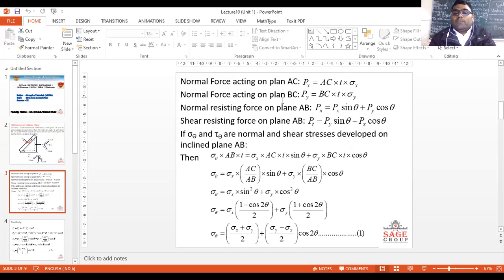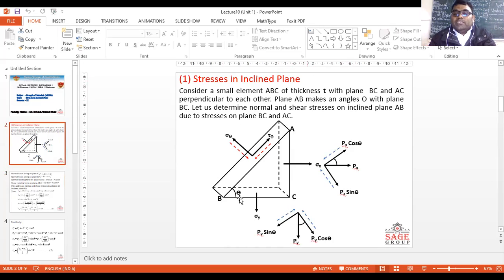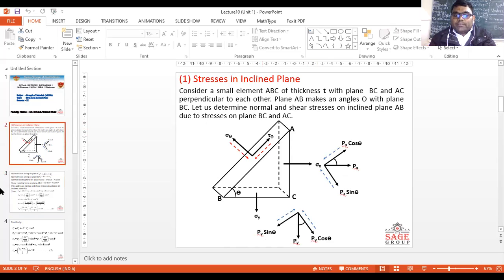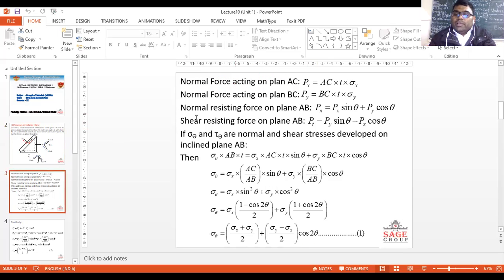Similarly, the normal force acting on plane BC. So what happened? BC into T into sigma y. Then the normal resisting force on plane AB and the shear resisting force on plane AB. The resisting force is opposite to the actually generated force. Here it is shown in red. You see that. Okay, so let's see the normal resisting force on plane AB.